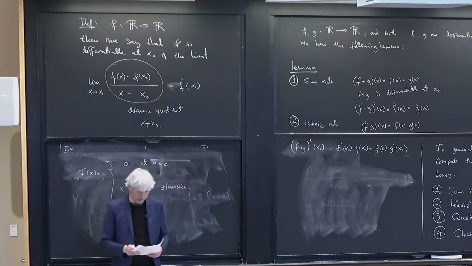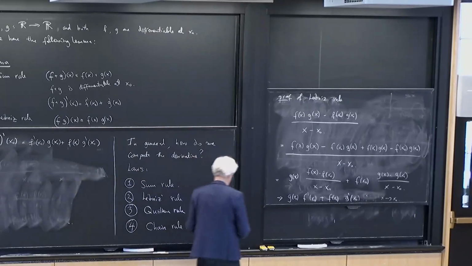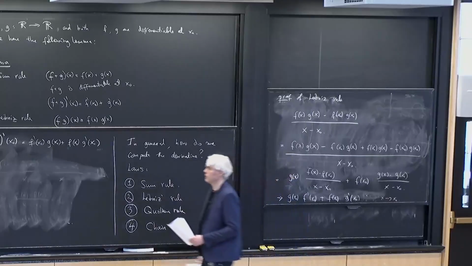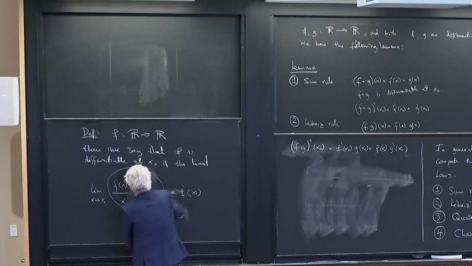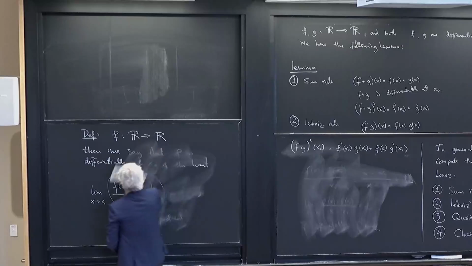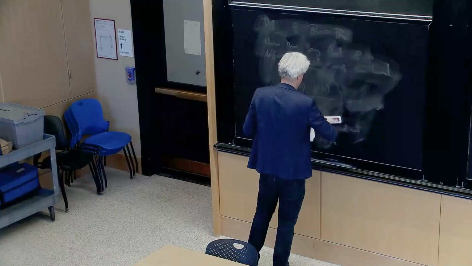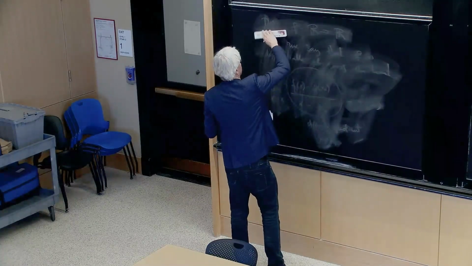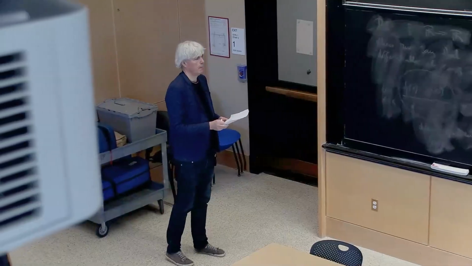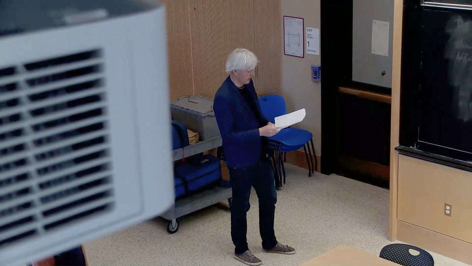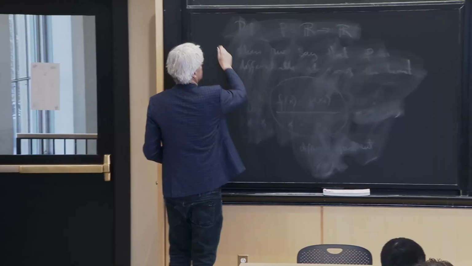Okay, the next rule we want to prove is the quotient rule. So let me prove the quotient rule. So Leibniz, right? Leibniz and Newton were the ones responsible for calculus. And so the next thing I want to prove is this quotient rule.